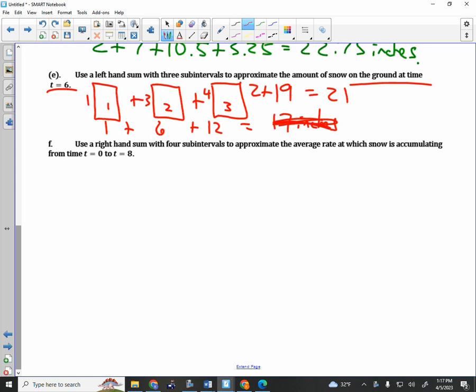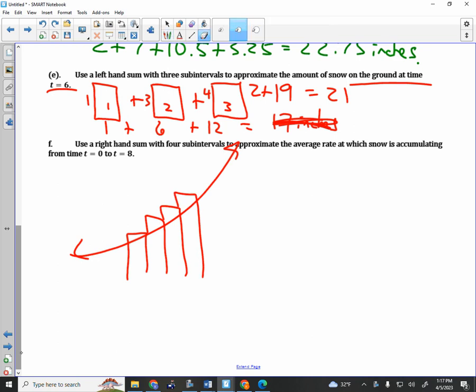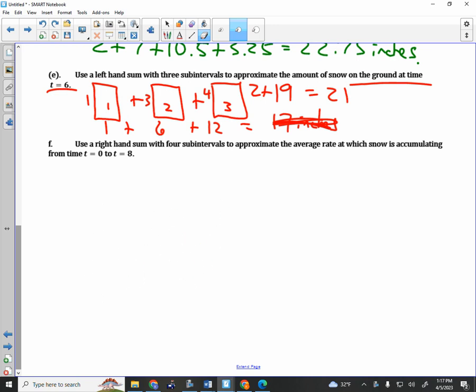I don't understand the boxes. Why didn't we do that before? Do you remember when we had a function that looked like that? We drew a left hand or a right hand? That's exactly what we're doing. So we'll do the last one together. We end off with this. It says now use a right-hand sum with 4 subintervals.